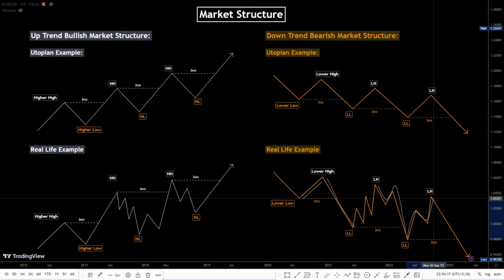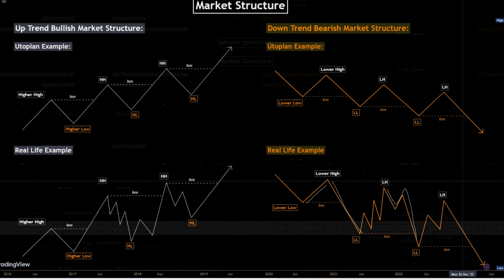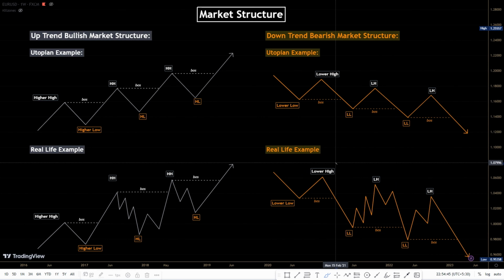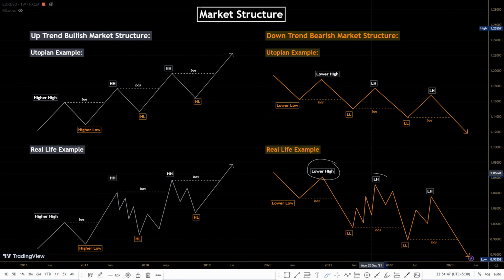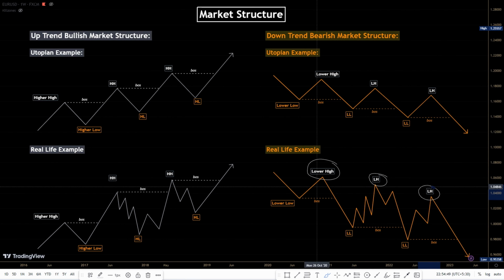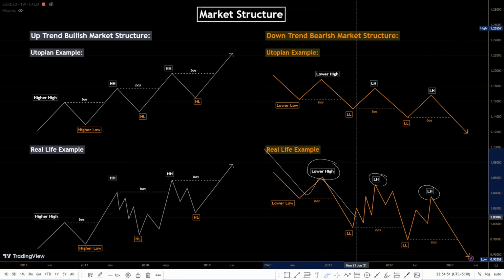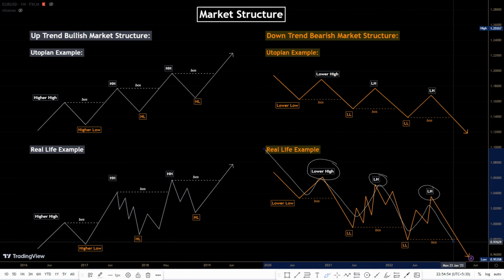Then again price pulls back and it creates a lower high and it is again going in the downward direction. So you can see that price did not break the lower high in each and every situation. That's why this is called the bear trend, or you can say a downward trend.